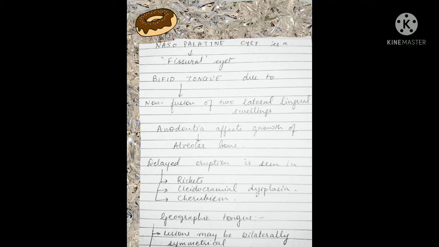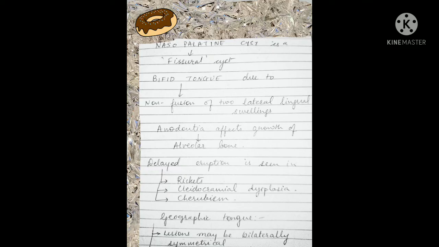The next question is bifid tongue. What is the cause of bifid tongue? It is due to the non-fusion of two lateral lingual swellings. So the lateral lingual swellings, when they don't join together, it results in a bifid tongue.